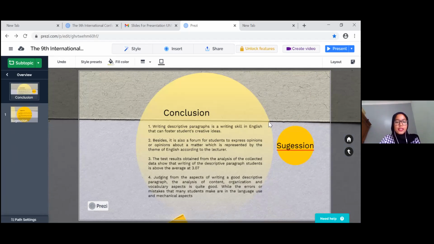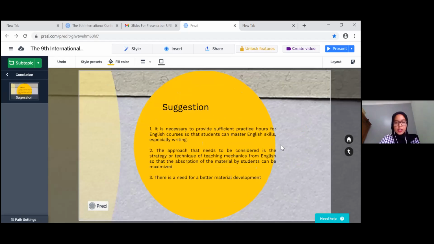And then the test result obtained from the analysis of the collected data shows that the writing of descriptive paragraph by students is above average, and judging from the aspects of writing a good descriptive paragraph, the analysis of content, organization, and vocabulary aspect is quite good, while the errors or mistakes that many students make are in the language use and mechanical aspect. And for the situation, it is necessary to provide sufficient practice hours for English courses so that the students can master English skill, especially writing.